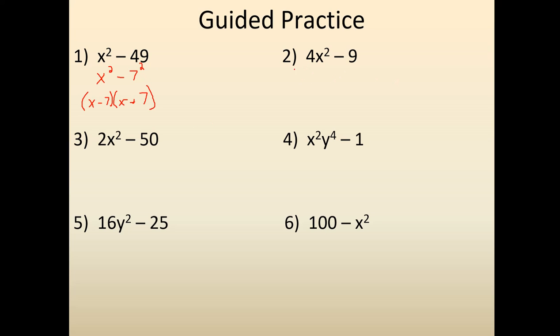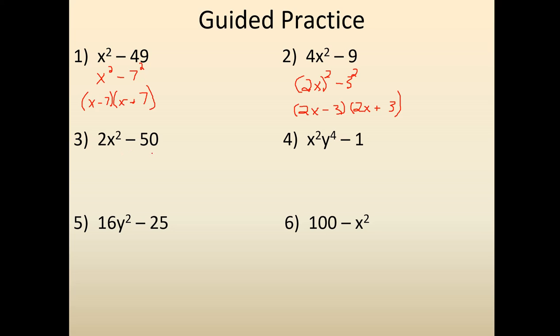For number 2, this could be rewritten as 2x squared minus 3 squared. So the factorization will be written as 2x minus 3, 2x plus 3. So the moment you figure out the perfect squares of these, you get the answer right off the bat, and it always follows the same pattern.